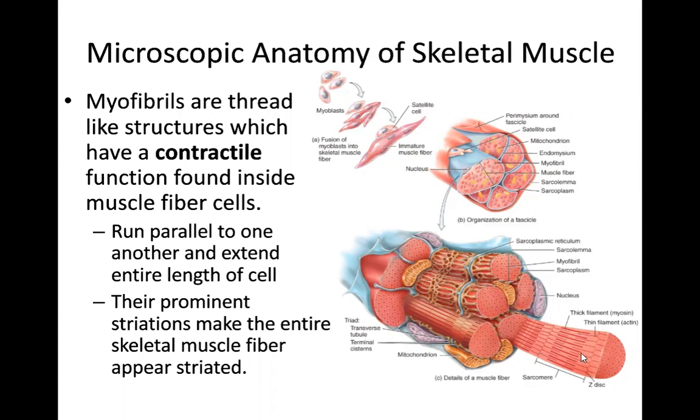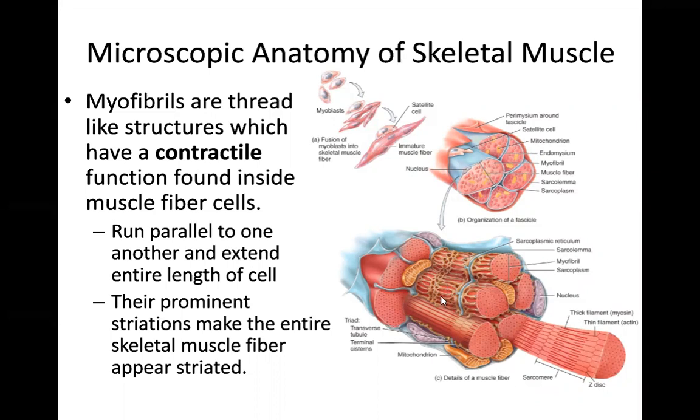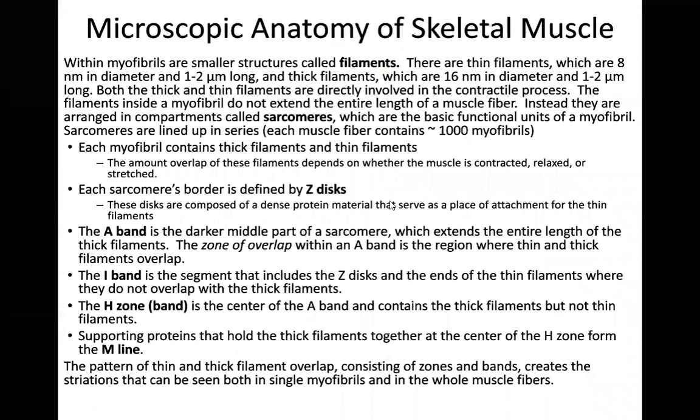But it's this makeup of the sarcomeres and the thick and thin filaments that ultimately cause our skeletal muscle fibers to appear striated. We see pretty much the same makeup in cardiac muscle. We see myofibrils and T-tubules and sarcoplasmic reticulum and all that stuff. So we'll get into that when we talk about the heart, which will be unit number 5. Okay, let's talk about the sarcomeres and filaments a little bit more in detail on this slide.